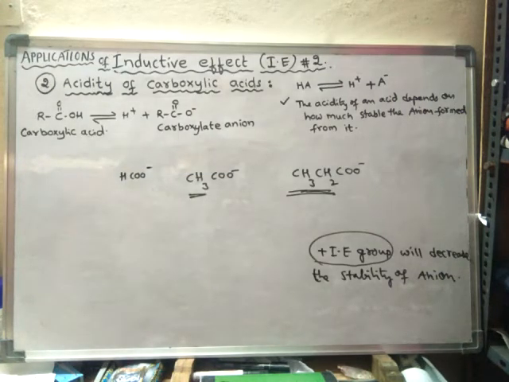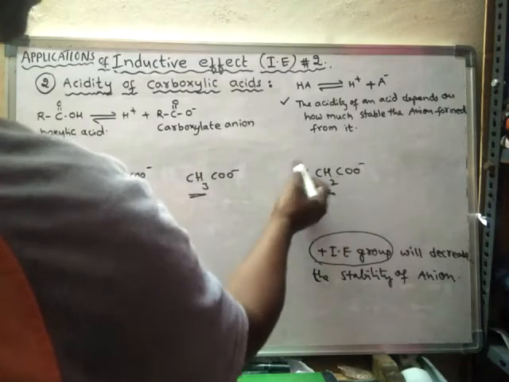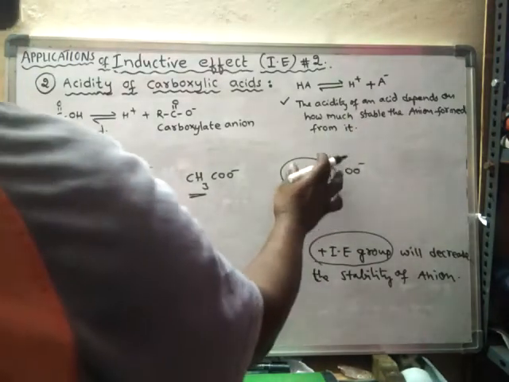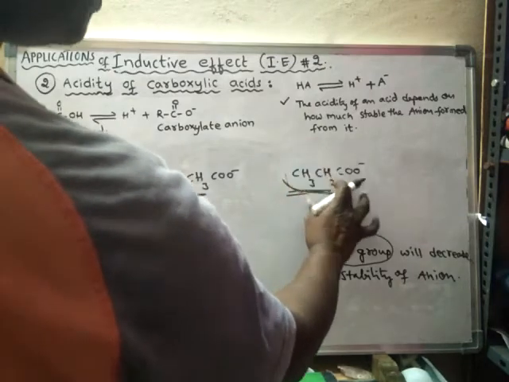So in order to compare the stability of anion, we have to see which groups are attached. Either a plus I effect group or a minus I effect group is attached to that anion. So in this anion, this is a plus I effect group. So whenever a plus I effect group is attached, what happens?